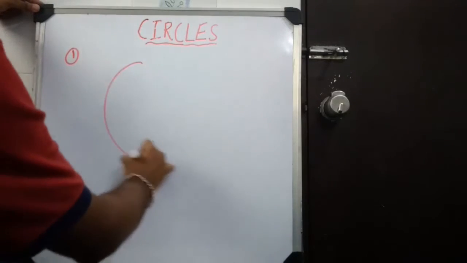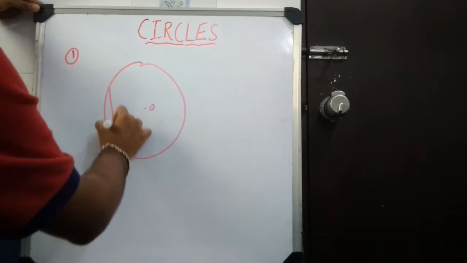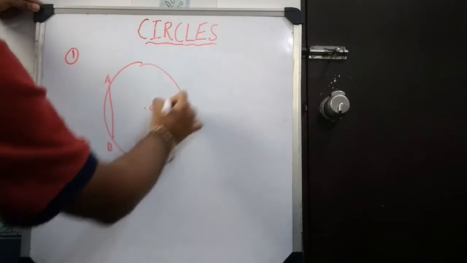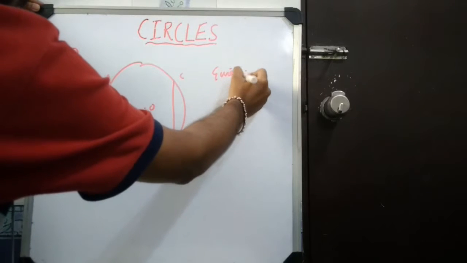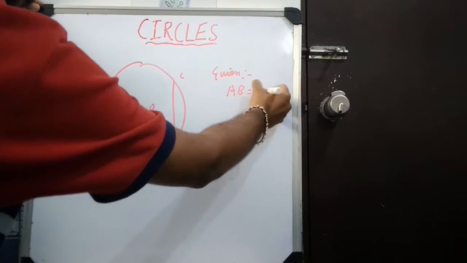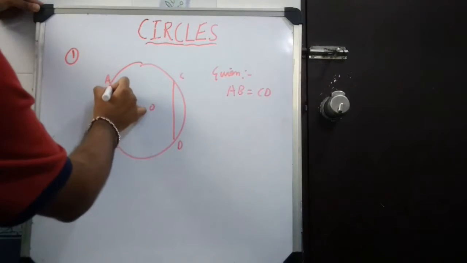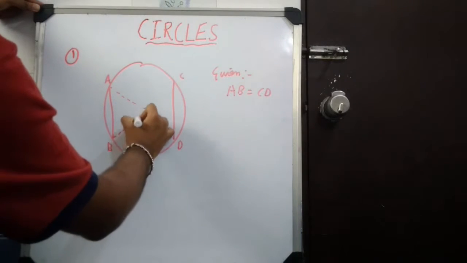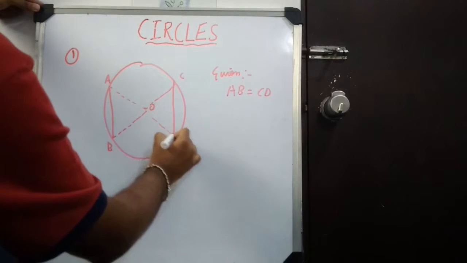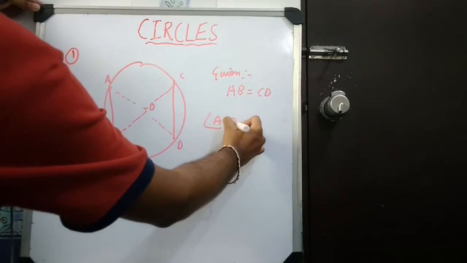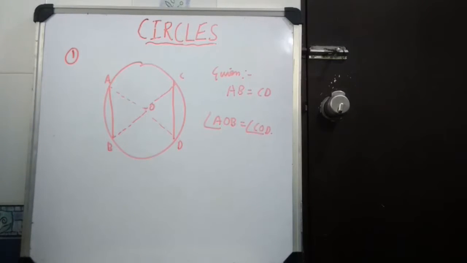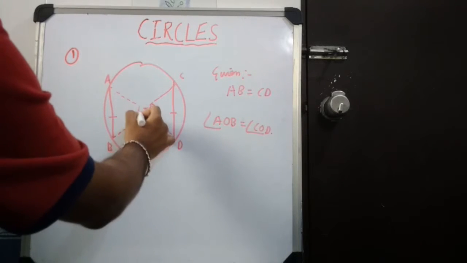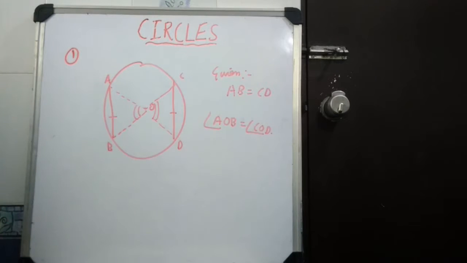The first property is, if I have a circle and if I have two equal chords AB, CD, it is given AB is equal to CD. So therefore, I can come to a conclusion that angle AOB is equal to angle COB. In this video, I'm not going to prove anything. I'm just going to tell you the properties. So AB is equal to CD. So therefore, this angle is equal to this angle.